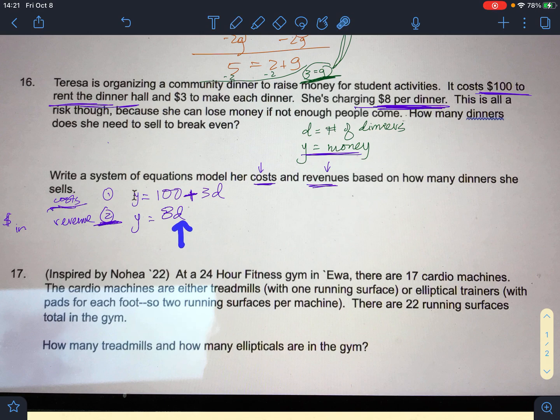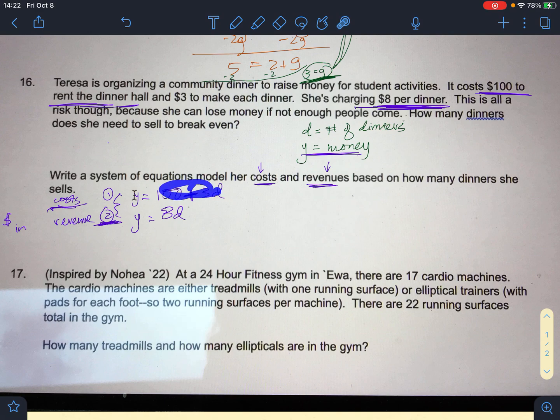If we sell 1 dinner, we'll make $8. That's not going to be enough to break even. Nowhere close because we had to reserve the hall for $100. If we sell 2 dinners though, it's $16. 3 dinners, $24. Now here's the kicker. This system is like the first one insofar as the variables are isolated. We're going to try to use substitution.